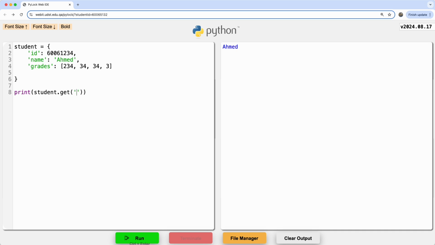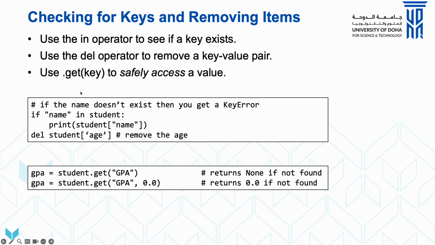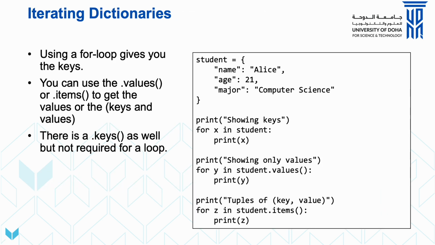And here's the important one. If I ask for GPA, instead of a key error, I get None. Because I get None instead of a key error, it means my program continues. So if you just want to know whether or not something is there and you want it to be None otherwise, that's fine. And here's a second example. If I'm trying to get the GPA and the GPA doesn't exist, then I'll return a 0 if I don't find it. Sometimes convenient.